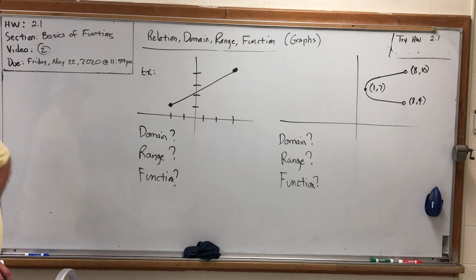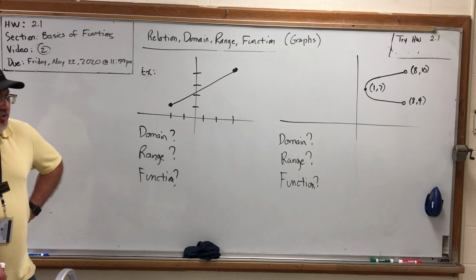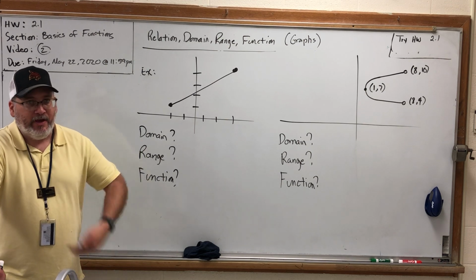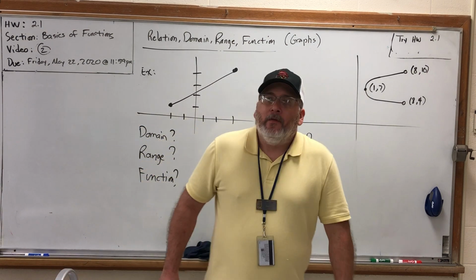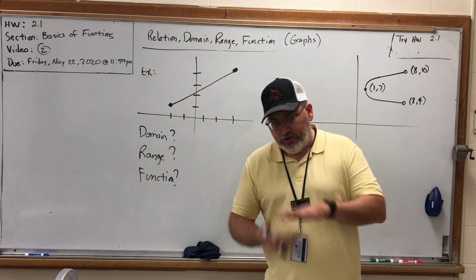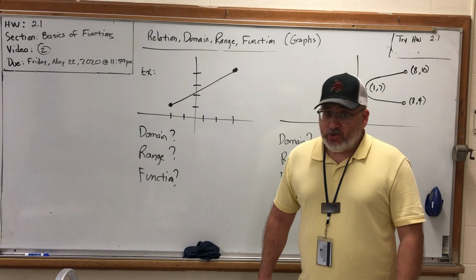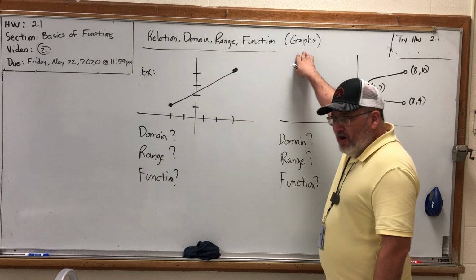In the previous video, we defined relation, domain, range, and function, and we answered 3 questions on 2 relations that were on the board. What's the domain? What's the range? Is it a function? The 2 relations we looked at, one was a list of ordered pairs, the other one was a table of values. But there's more than 2 ways to represent relations. A third way to represent a relation is with a graph.